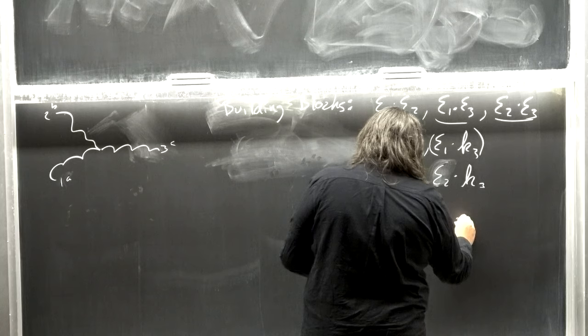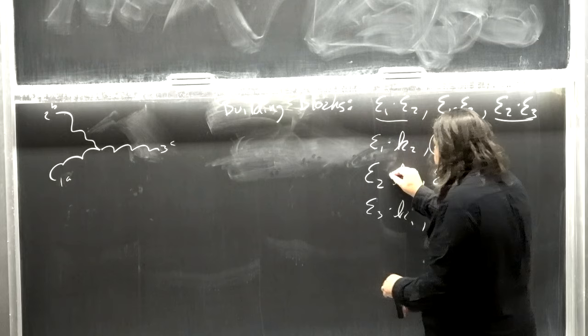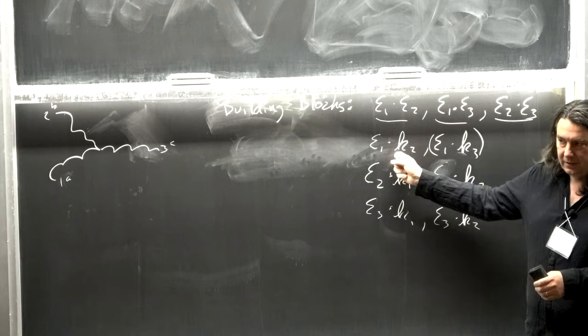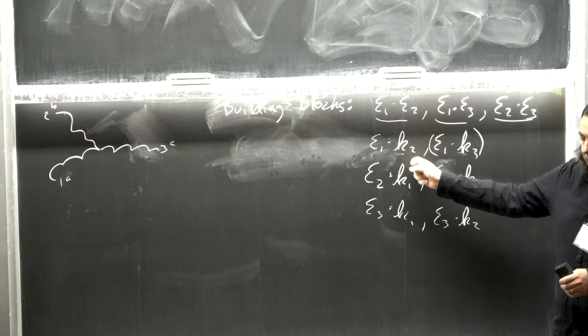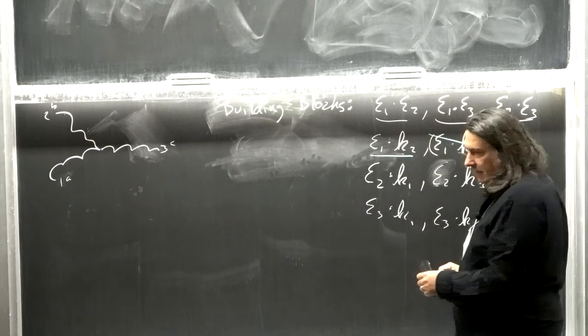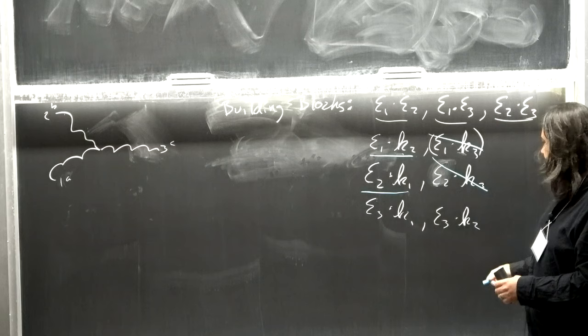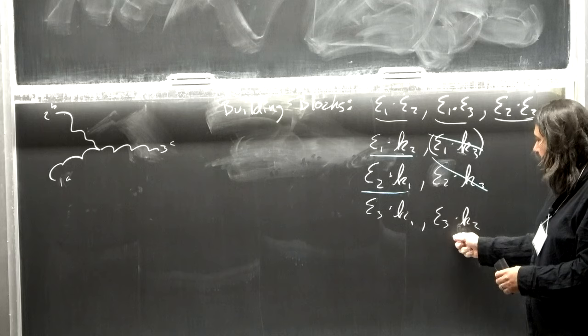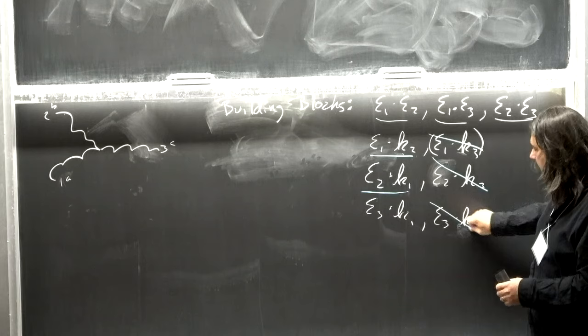Okay. Now, as was immediately pointed out, because of conservation of momentum, if I include this in my basis of building blocks, am I adding anything? Or is this the same as this under conservation of momentum? Maybe a minus sign, right? The same thing here, right? Because K2, I can write as minus K3 minus K1. So not too many building blocks I have to worry about.